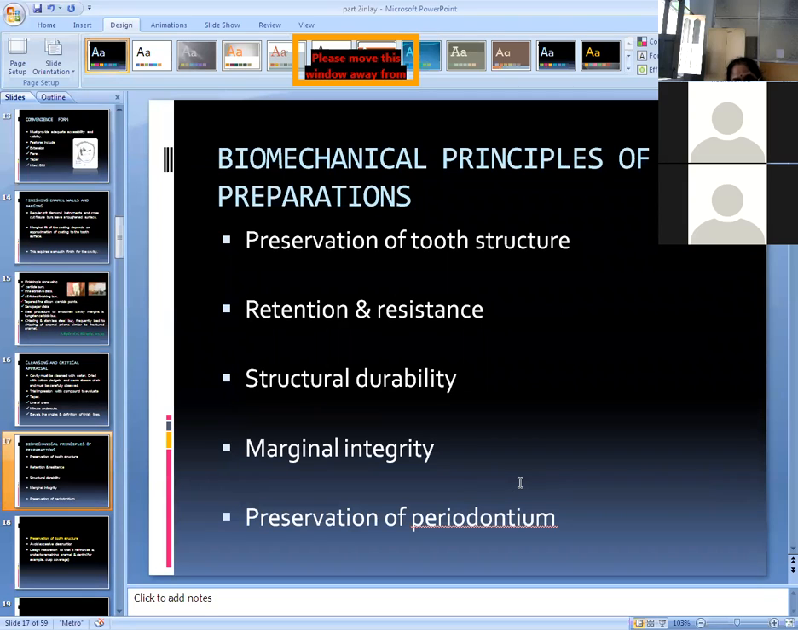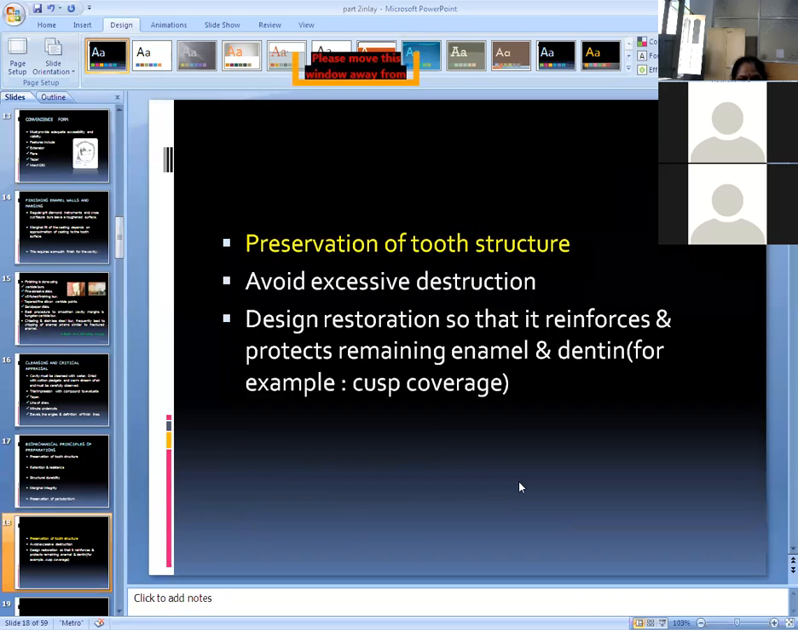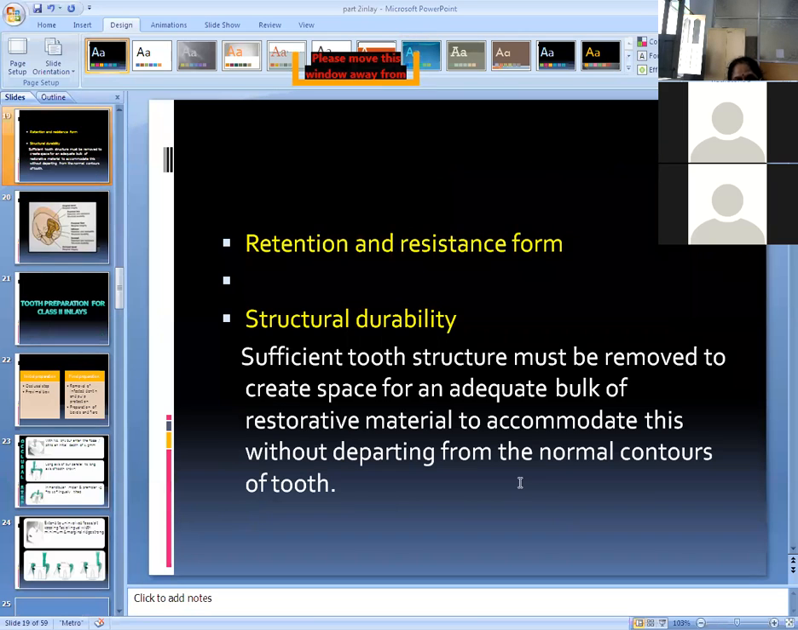So once you know the general principles of the cavity preparation, you should know the biomechanical preparation for this inlay. In this, the preservation of the tooth structure, retention and resistance form, structural durability, marginal integrity, and preservation of the periodontium, these factors are considered because this restoration is fabricated outside and restored at the place. So preservation of the tooth structure, we should avoid maximum destruction, excessive tooth removal is to be avoided. The reinforcement of the tooth structure is very important. If half of the cusp is involved, then you have to take that into the cavity.